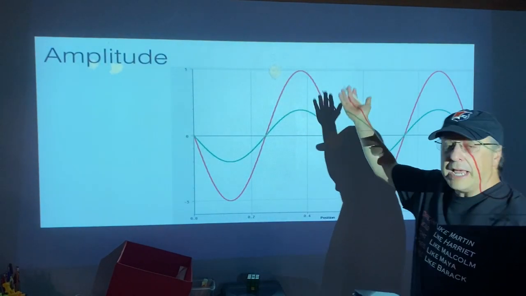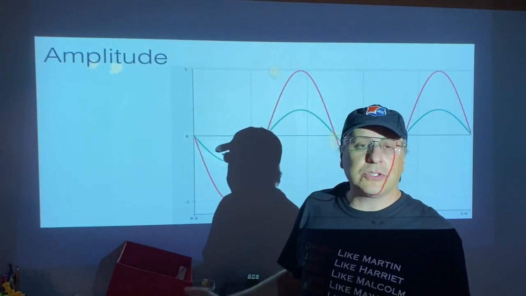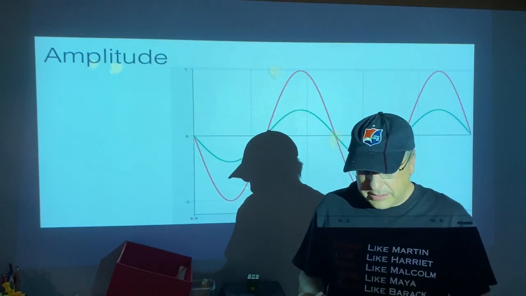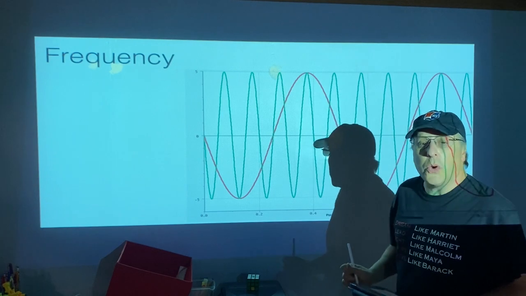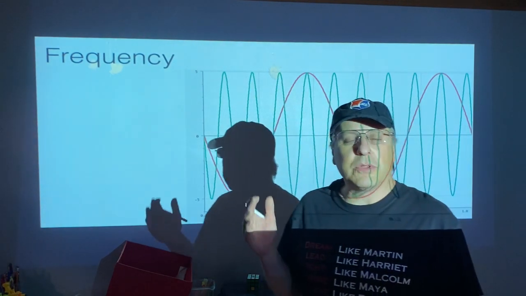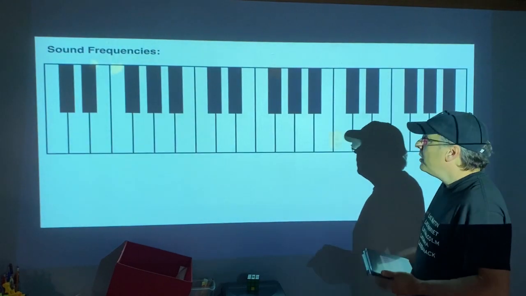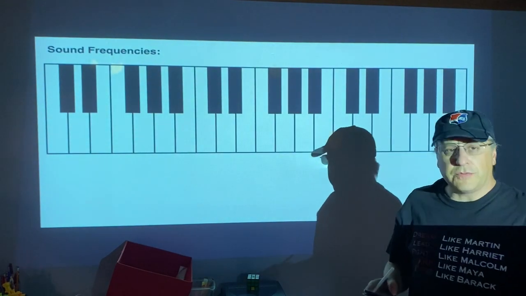I want to remind you, amplitude tells you how loud or how soft a sound is, how bright or how dim a light is. Frequency tells you the note if it's sound, and it will tell us the color or type of light when we're dealing with light. There are special sound frequencies for different notes.